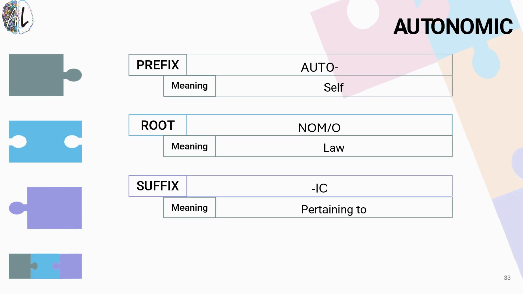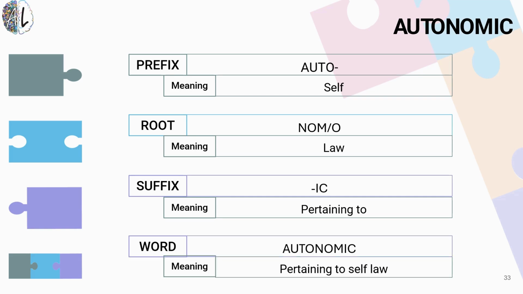We have seen this one several times. So the term autonomic refers to being self-law, meaning that you're really just controlling yourself. Your brain is controlling yourself while you're not really consciously aware of it.